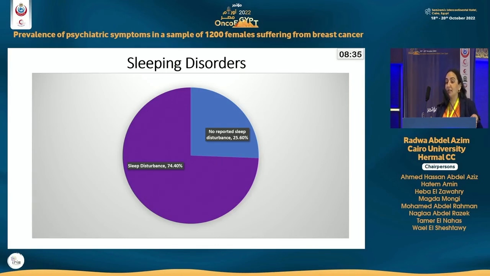75% of the sample suffered from sleeping disorder, whether early insomnia, middle insomnia, or late insomnia. What does it mean? It means she can spend hours in bed and she's not able to sleep, or she wakes up in the middle of the night, or no matter how much she sleeps, she never rests.